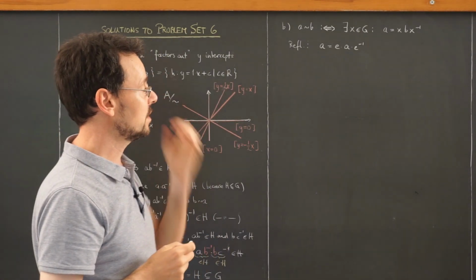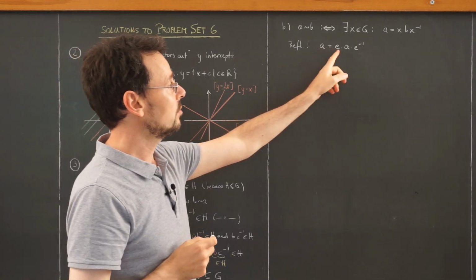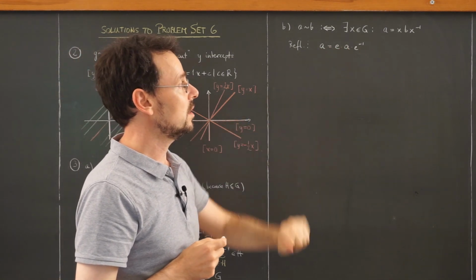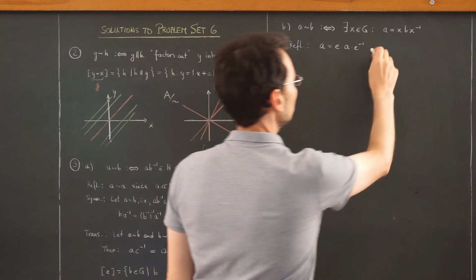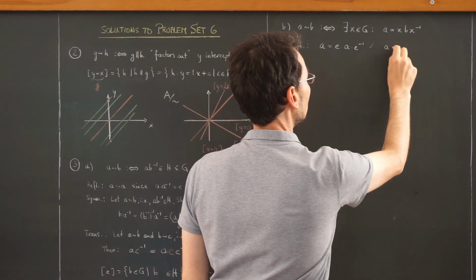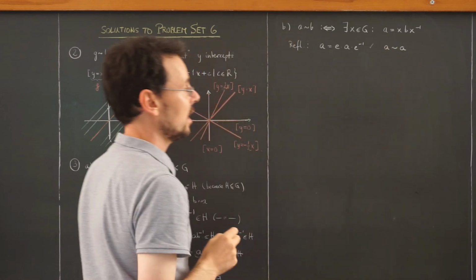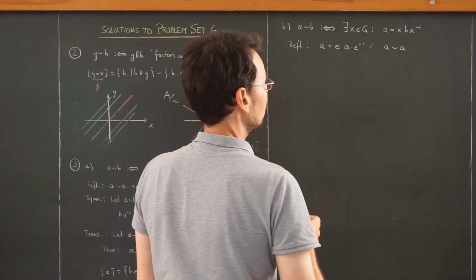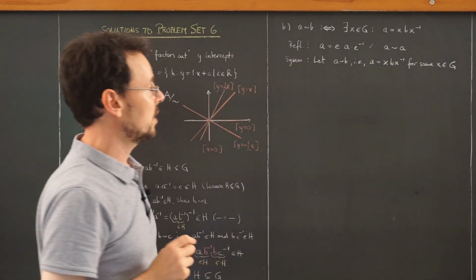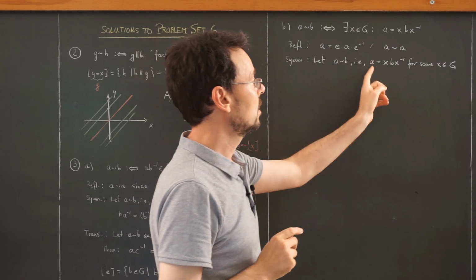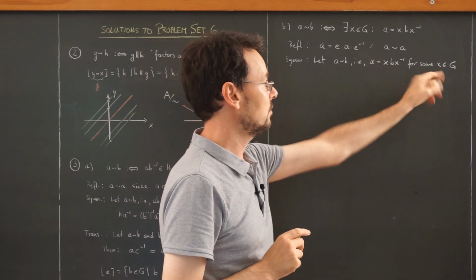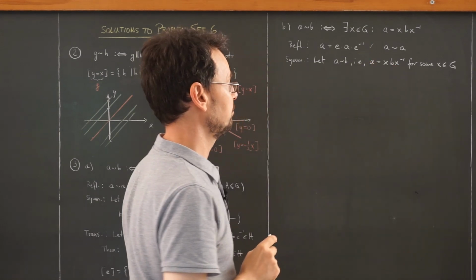Okay, as always, reflexivity is easy. A can be written as E A E inverse. So if I choose X to be E, then this shows that A is in relation to itself. So next, symmetry. We assume A is in relation to B, meaning that A can be written like that for some element of the group.